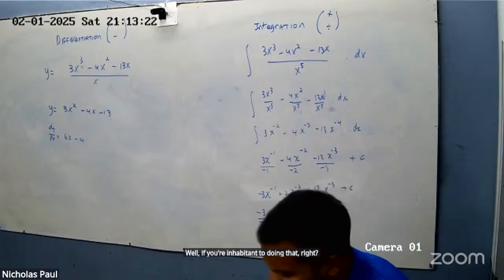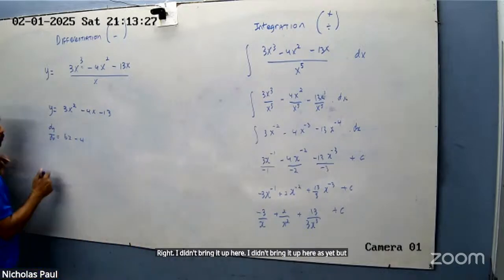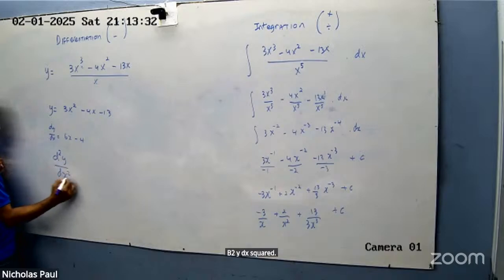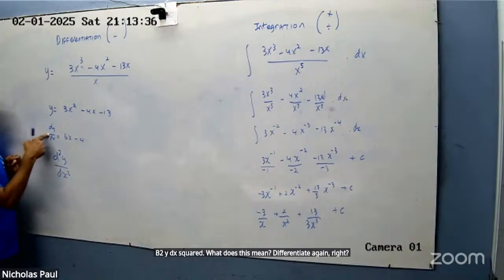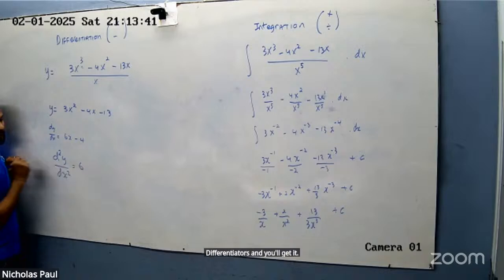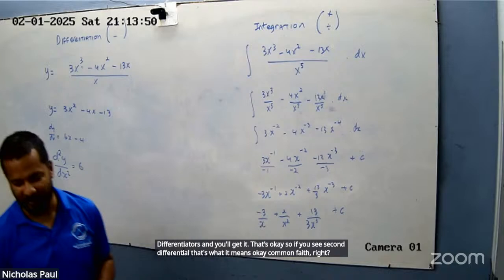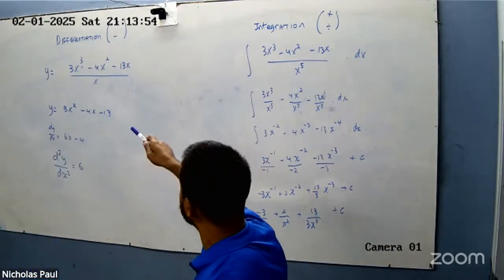I didn't bring it up here as yet, but what would happen if you see this, d2y over dx squared? What does this mean? Differentiate again, right? So it means that you differentiate the first differential. So you differentiate this and you'll get. That's okay? So if you see second differential, that's what it means, okay?